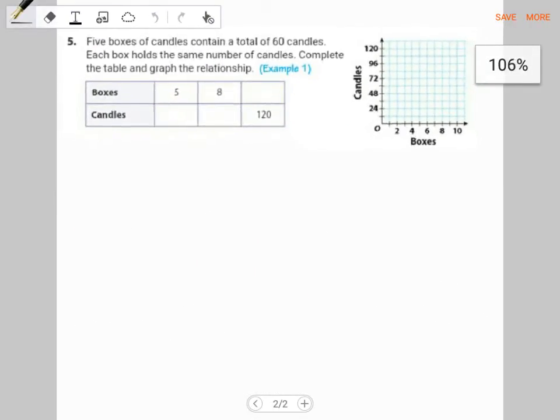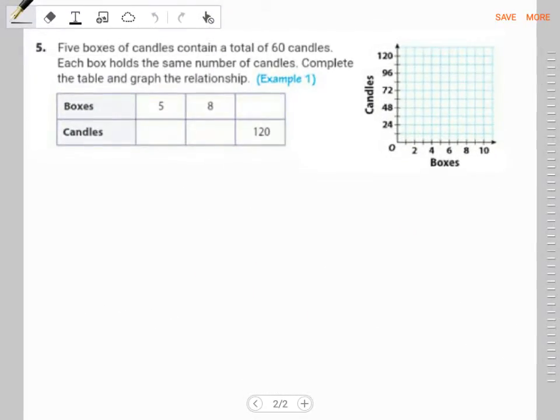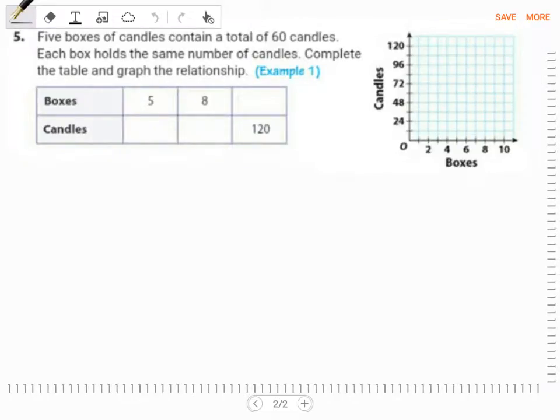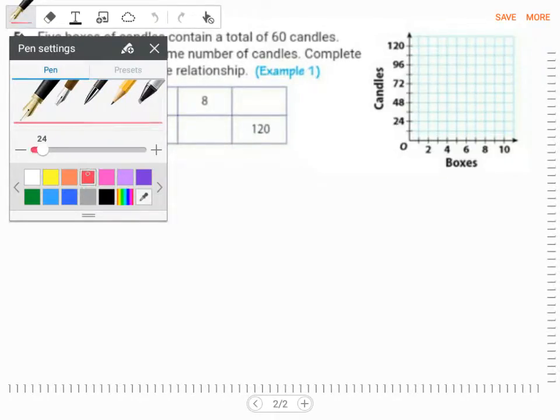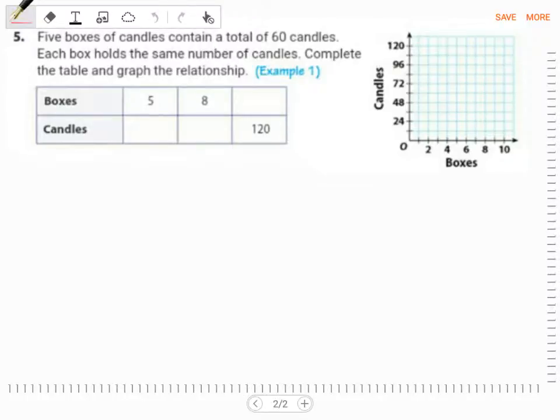I've got another problem for us. And this one says that 5 boxes of candles contain a total of 60 candles. Each box holds the same number of candles. Complete the table and graph the relationship. So if it says that 5 boxes of candles contain a total of 60 candles, I can go ahead and fill that part in my table right here. So for 5 boxes of candles, I've got 60 total candles.